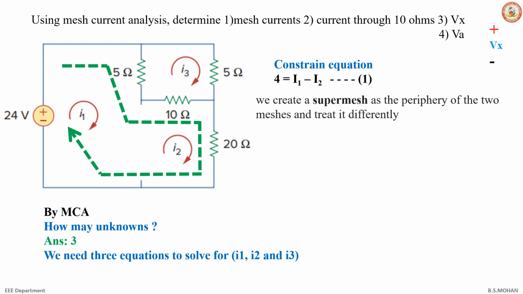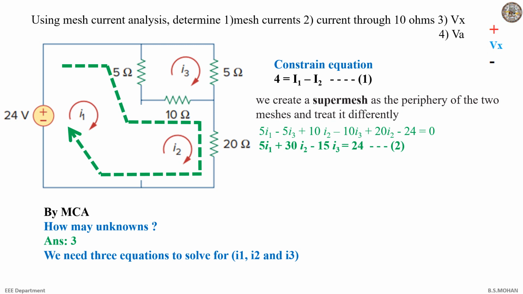Right. Now for the super mesh, we start from the left corner top. So 5I1 minus 5I3 plus 10I2 minus 10I3 plus 20I2 minus 24 equal to 0. Right. I hope you are aware how we write the mesh equation. If not, please refer to the previous videos and enhance your knowledge. And thus we have two meshes, two equations.